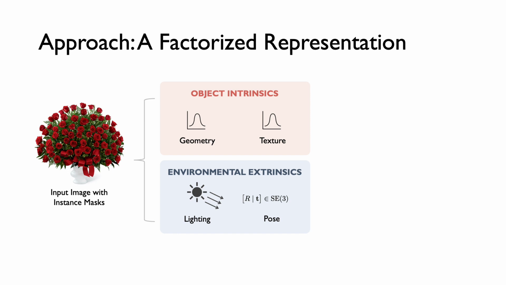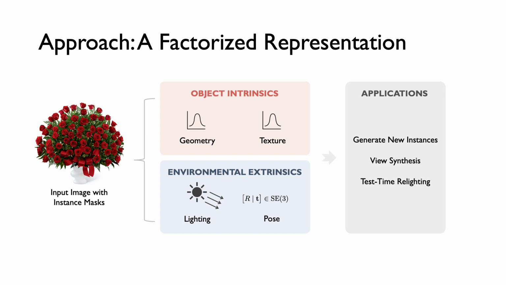Our approach is to use a factorized probabilistic representation, disentangling object intrinsics from environmental extrinsics, such as lighting conditions and poses. The resulting model enables a range of applications. For example, random sampling from the learned object intrinsics generates novel instances with different identities from the input. By modifying extrinsic factors, the synthesized instances can be rendered from novel viewpoints or relit with different lighting configurations.